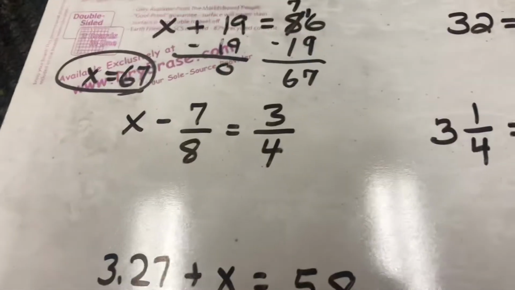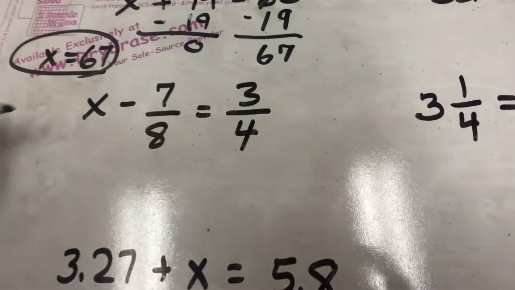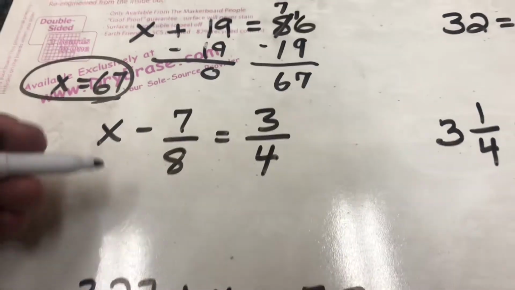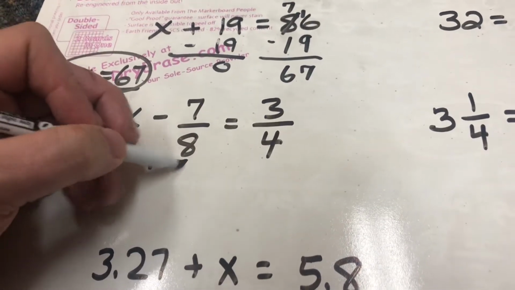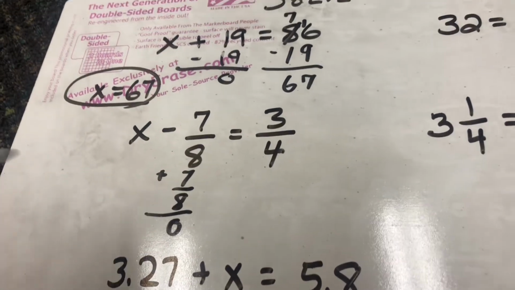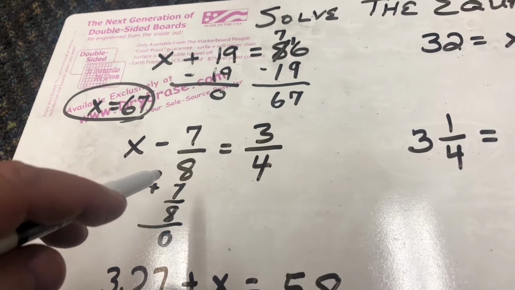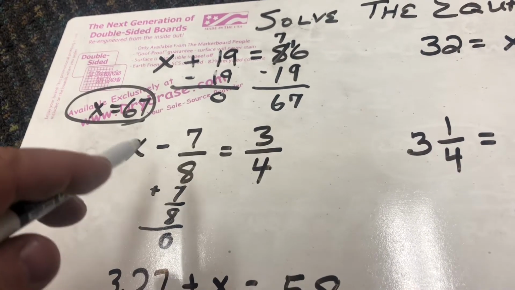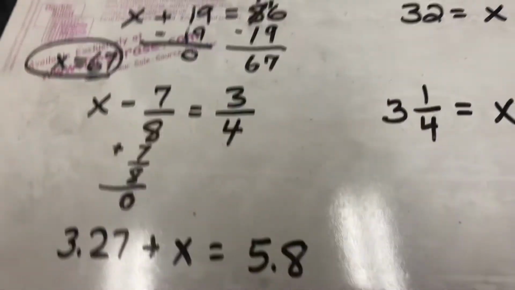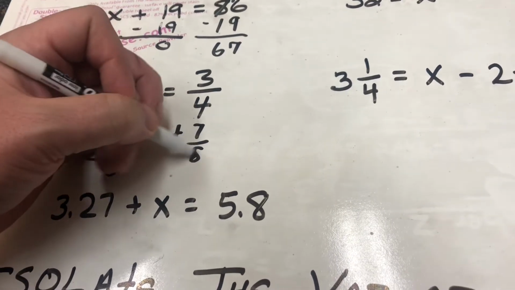So I go to this next one, x minus 7/8 equals 3/4. Since this is technically a negative 7/8, what I'm going to do to get to 0 is add 7/8, and that's going to give me 0. That's going to give me x by itself. But if I add 7/8 to this side, I've got to add 7/8 over here too. So it becomes 3/4 plus 7/8.